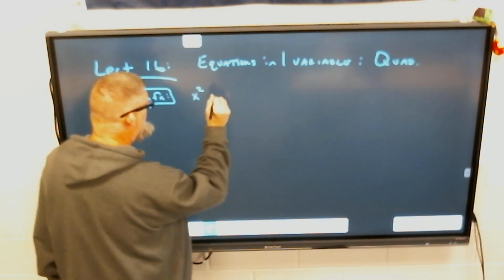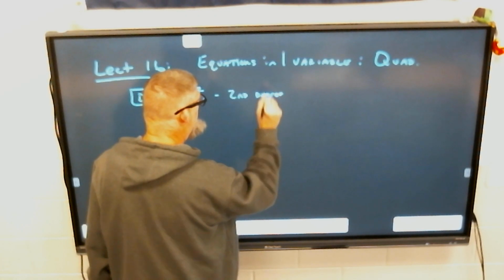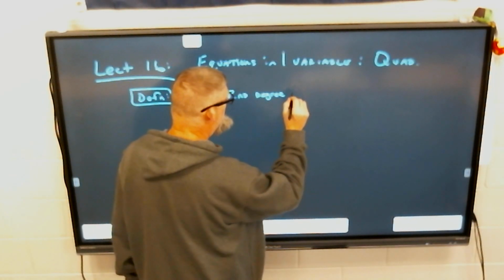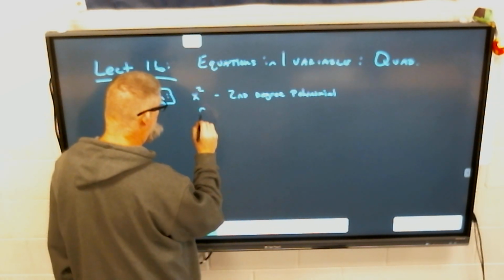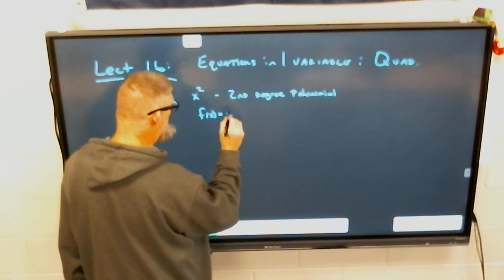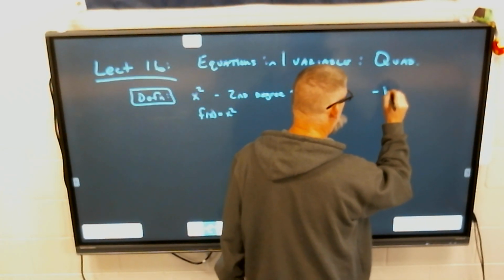So, first of all, someone tell me, what is a quadratic? It has an x squared. That means it's second degree. It's a second degree polynomial. So something like f of x equals x squared, we know when we graph it, we have what type of graph? A parabola.